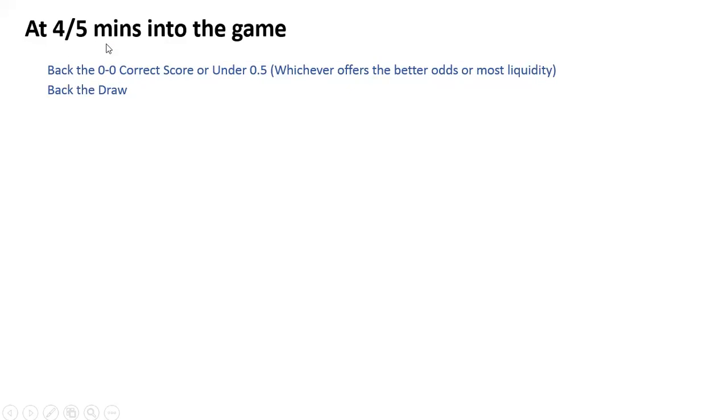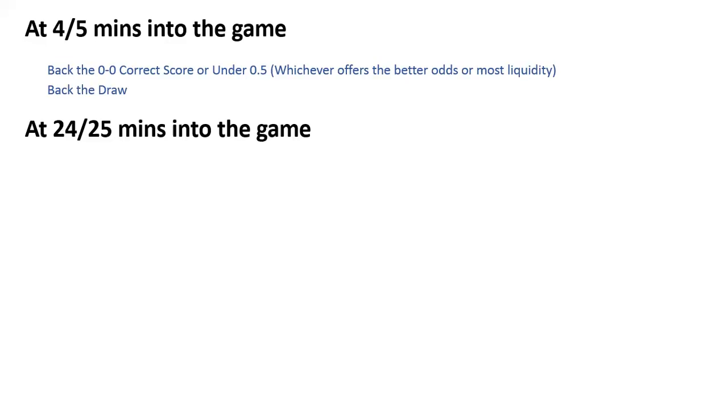I also back the draw. So again, 4 to 5 minutes into the game, back 0-0, or the under at 0.5, whichever of those two markets, because it's the same thing, offers the better odds or the most liquidity, and back the draw as well. Now, the way I would split my stakes personally, if we use £10 as the overall unit stake, I do 1/3 on the 0-0 and 2/3 on the draw. So £3.30 roughly on the correct score or under 0.5 market, and then roughly £6.50, £6.60 on the draw. That's what I do 4 to 5 minutes into the game.